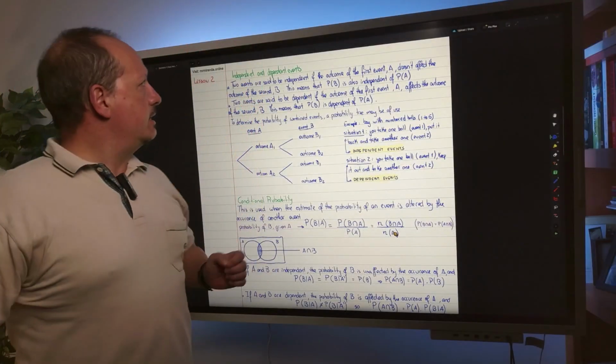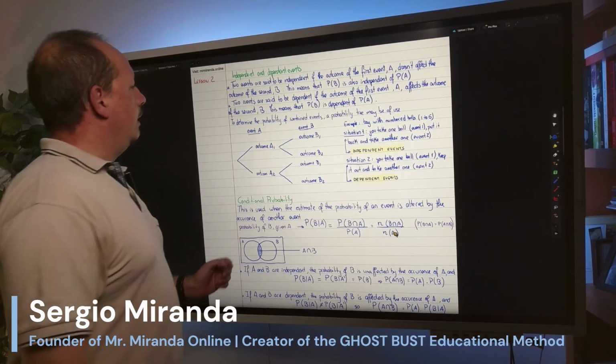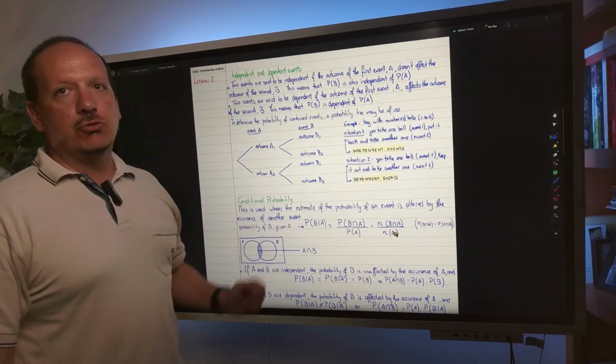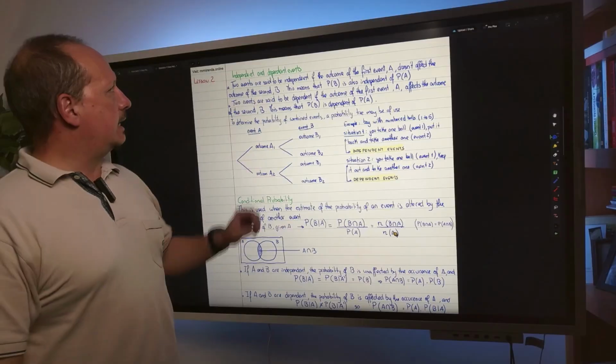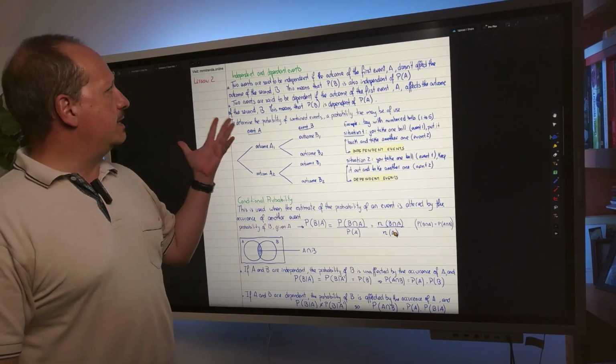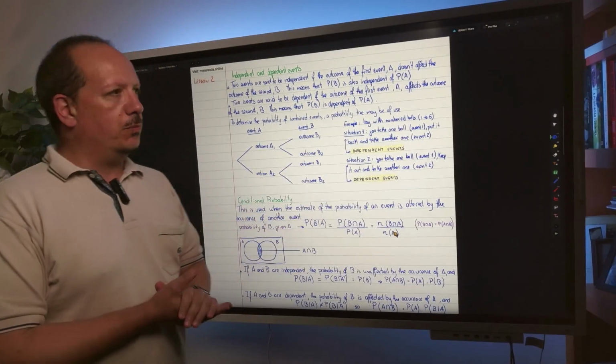In this second lesson, we are going to study what independent and dependent events are, what conditional probability is, and how one thing is related to the other. Let's start with independent and dependent events. Like the name suggests, what is an independent event? Or what are two independent events, to be more precise?